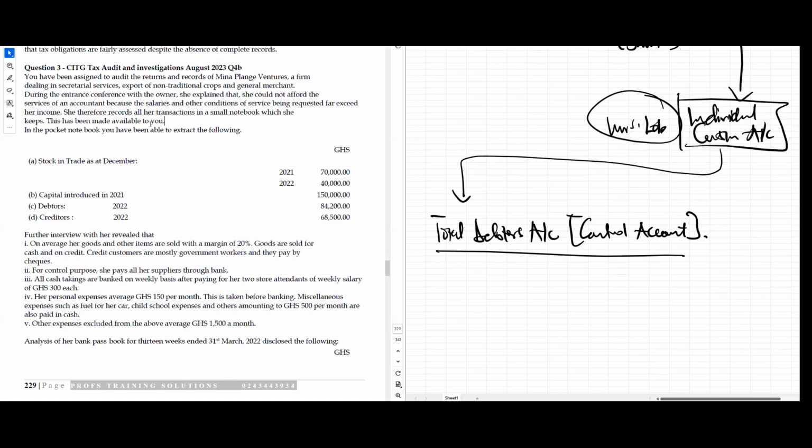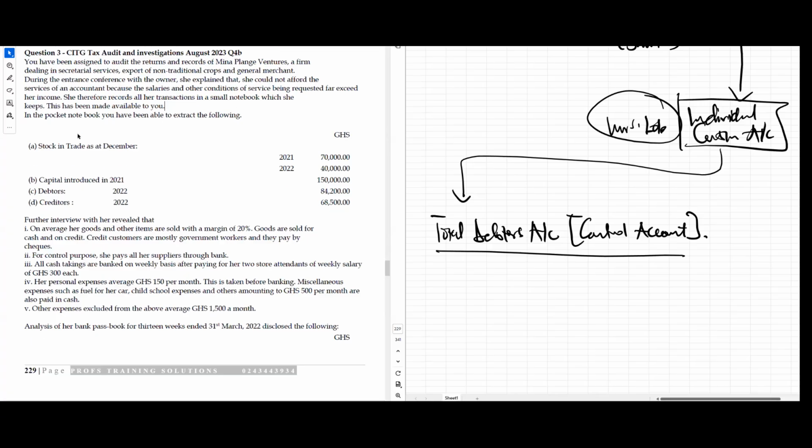Now, she therefore records all her transactions in a small notebook which she keeps, and she has made it available to you. In the pocket notebook, you have been able to extract the following. So she has stock in trade, right? Which year are we standing in? We are standing in 2022, but the stock in trade as at 2021 end was 70,000, and 2022 was 40,000.